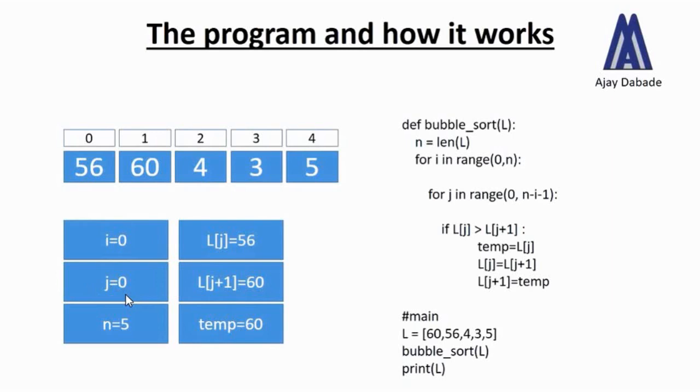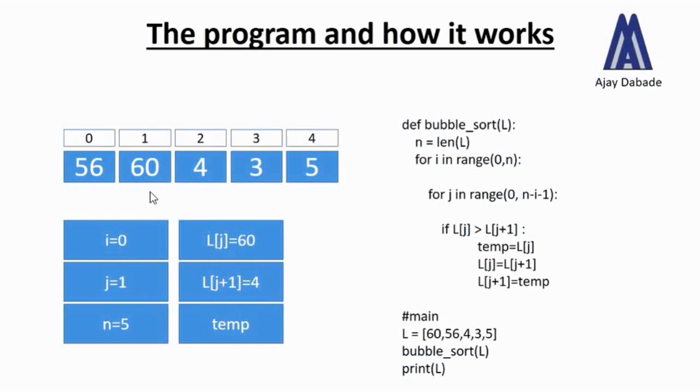Now you can see the value getting changed. So there it is. We have swapped the numbers. L of j is 56, L of j plus 1 is 60. And now the j loop will run. The value of j was 0, now it will be 1. So we will compare the index values 1 and 2 now.